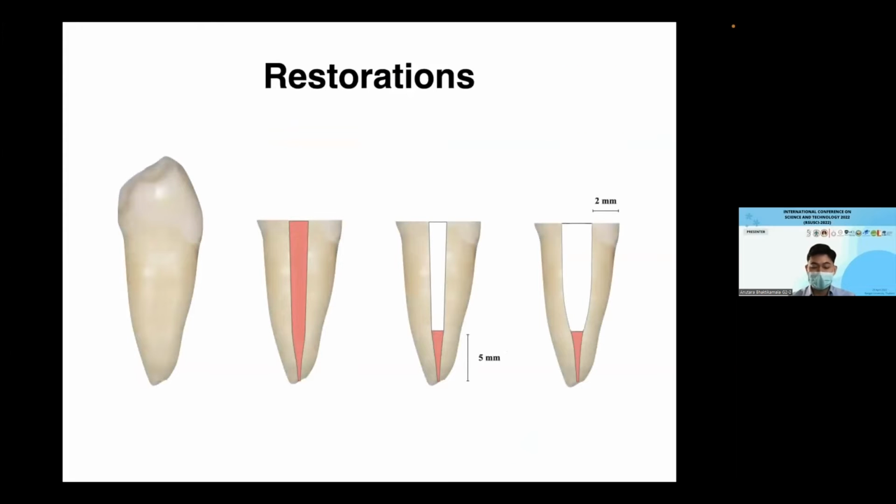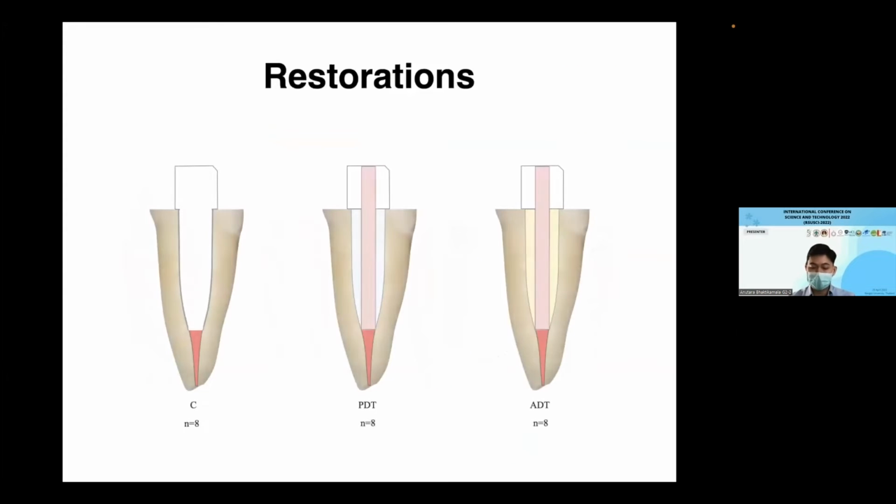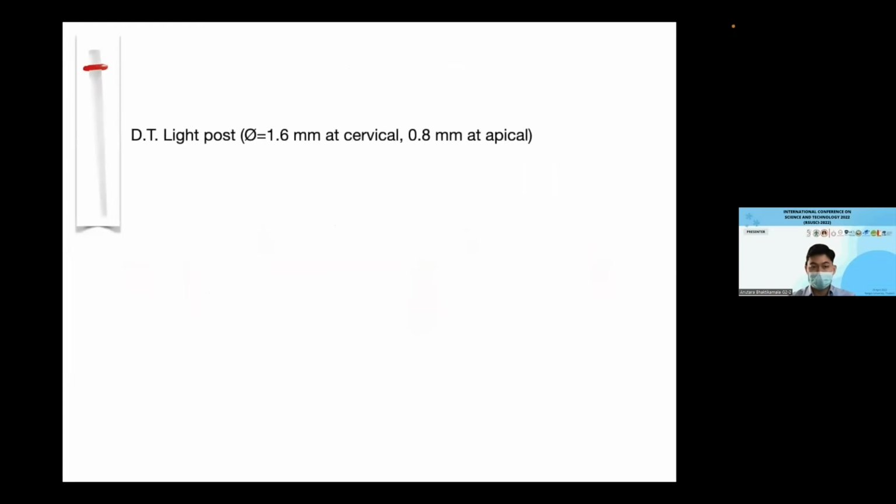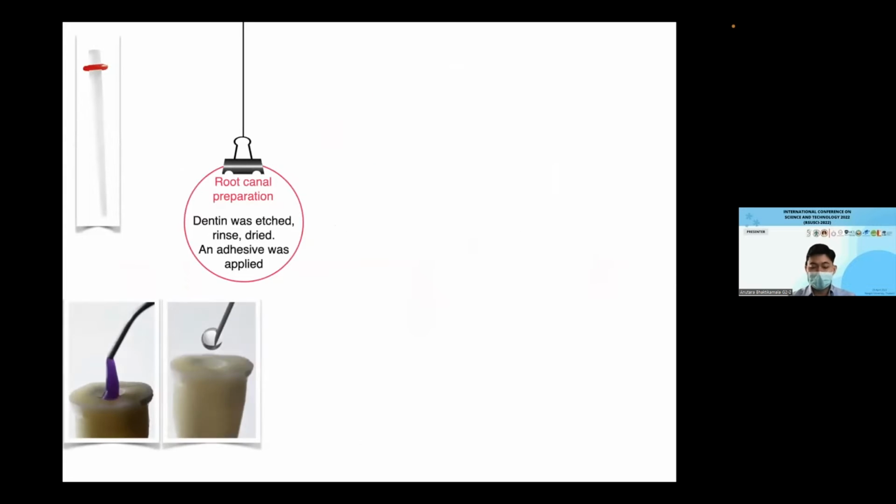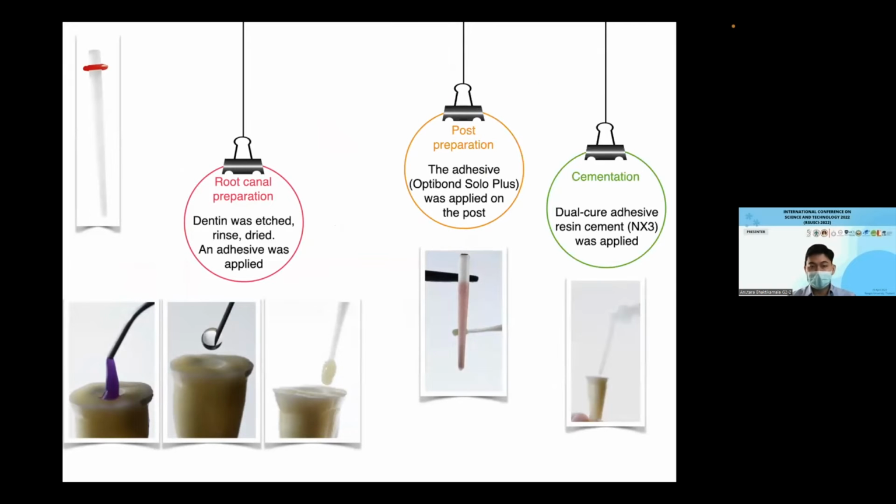After specimen preparation, the specimens were categorized into 3 groups of 8 samples each, according to their restorative approach. The first one is the control group or group C. The specimens were restored without fiber post. Root canal was filled with built-in FR core material. For the prefabricated group, we use, as I mentioned before, just the DT light post without adapting of resin composite. For the adhesive procedure, we use the OptiBond Solo Plus adhesive and Nexus 3rd generation dual cure adhesive resin cement was used for cementation.